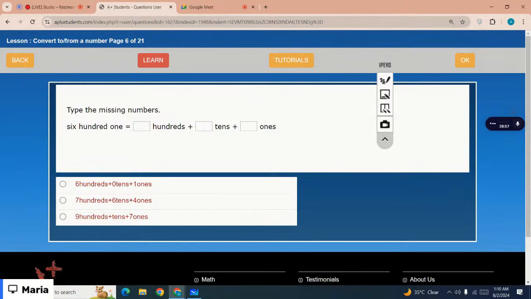Type the missing number 601. So which is the correct option? That is option number 1. 600, 0 tens, and 1 ones. Option number 1 is the correct option. Very good.